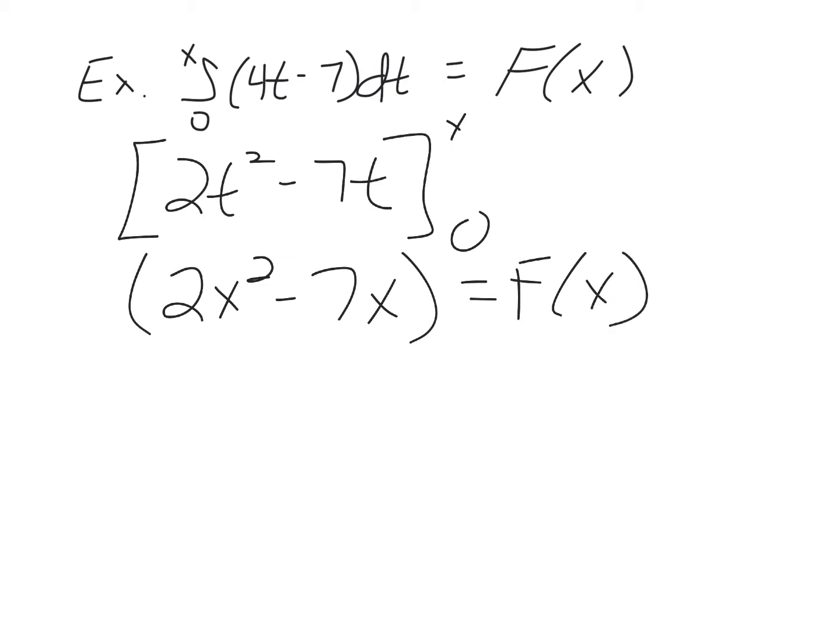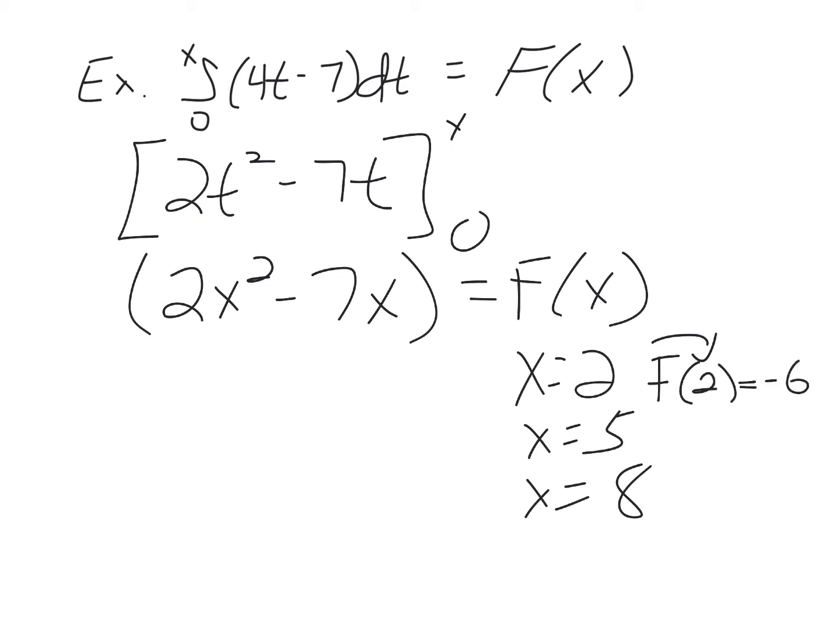You might be asked in your homework something along the lines of find the function f of x, then evaluate it at x equal to 2, x equal to 5, x equal to 8. So if we're doing that, just simply plug it in, okay? If we plug in 2, what happens? 2 squared is 4, 4 times 2 is 8, 8 minus 14 is negative 6. So therefore, f of 2 is equal to negative 6. For f of 5, 5 squared is 25, times 2 is 50. 50 minus 7 times 5, which is 35, is 15, so it'll be 15. f of 8 will be 128 minus 56, which is 72. There we go.